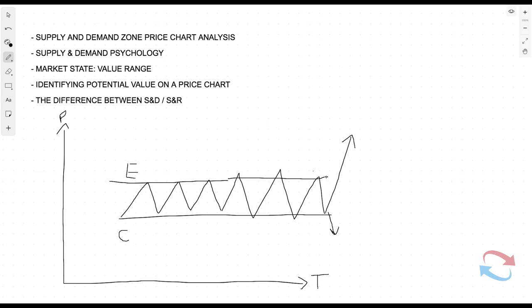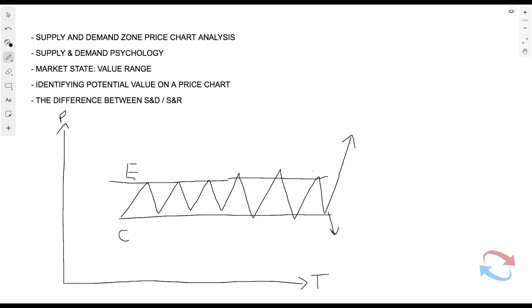So levels have to get weaker. No matter how many times they touch, at some point you're going to get a breakout to the downside and price discovery to the upside, right? And also from the perspective of value, right?